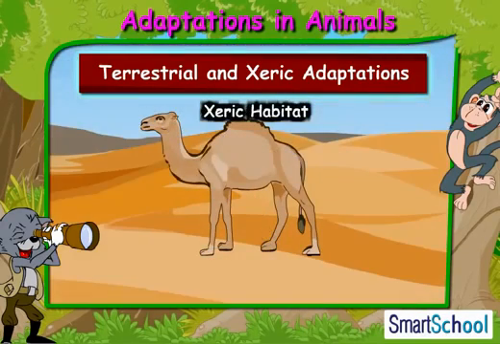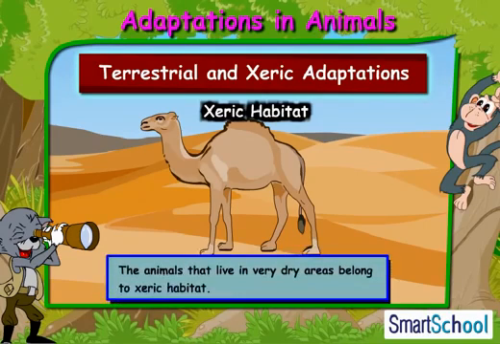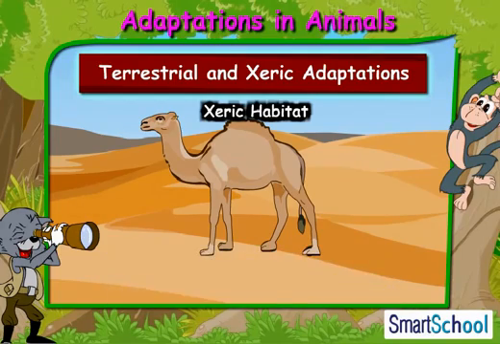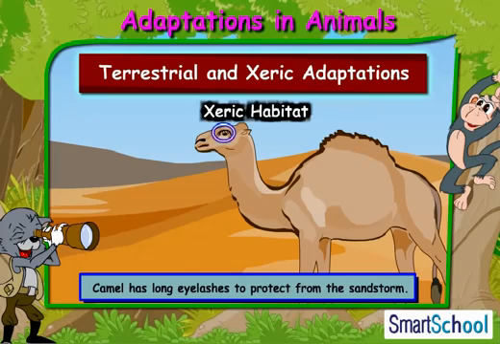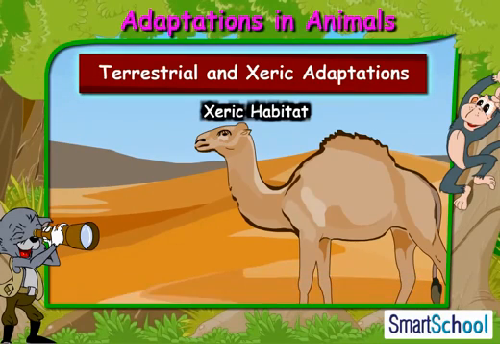Now let us take the example of camel to understand the habitat like xeric. The animals that live in very dry areas belong to the xeric habitat. In order to protect from sandstorm, camel has long eyelashes. So this is one type of adaptation that camels have for their habitat.